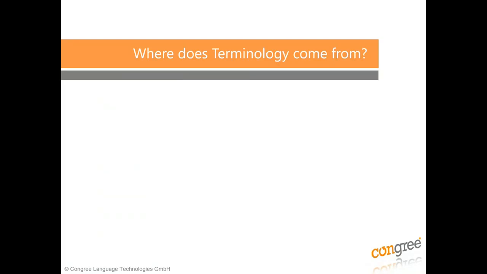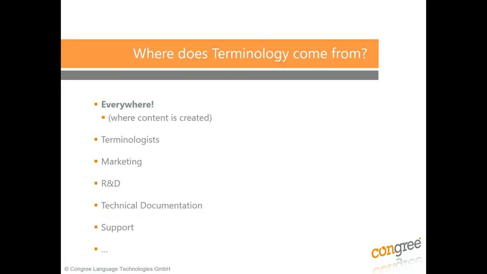Yeah, but where does the terminology actually come from? And here the answer is also quite simple. So it comes from everywhere. So once again, everywhere where content is created. So we have the terminologists, we have marketing, we have research and development, technical documentation and support. And as you can see here already, there's a pattern here. So it's actually the same people.